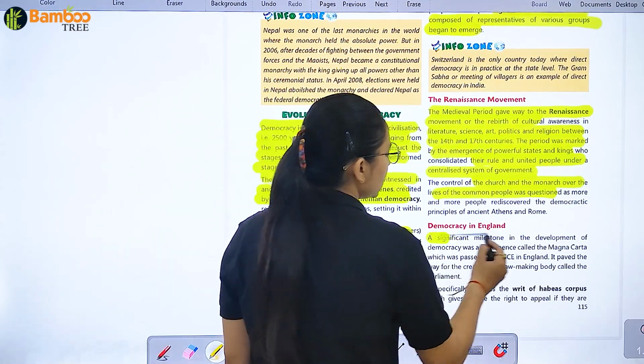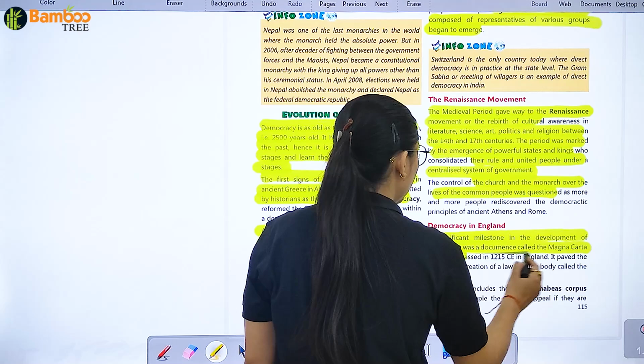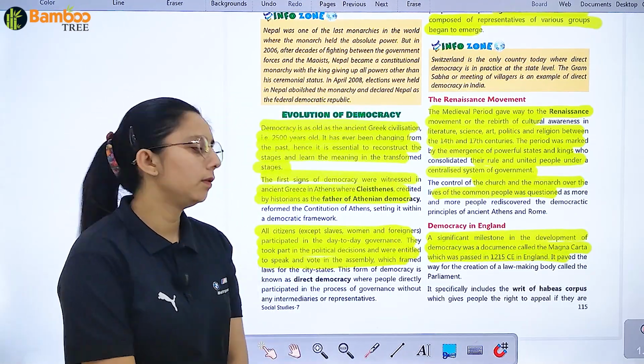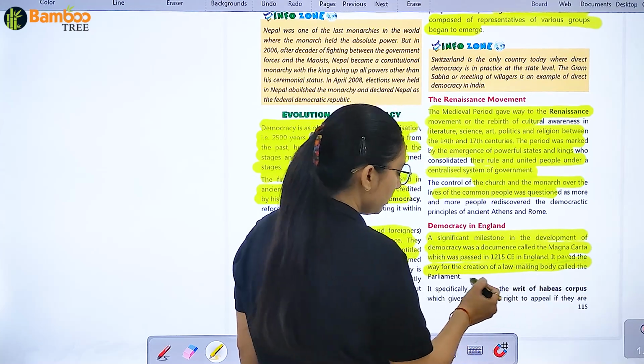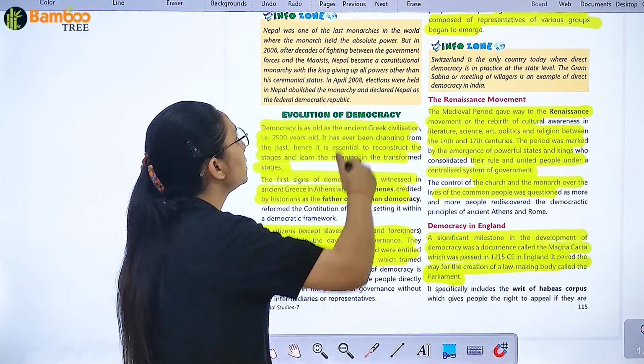Democracy in England. A significant milestone in the development of democracy was a document called Magna Carta, which was passed in 1250 in England. It paved the way for the creation of a law-making body, जिसको हम parliament कहते हैं. It specially included writs of habeas corpus.